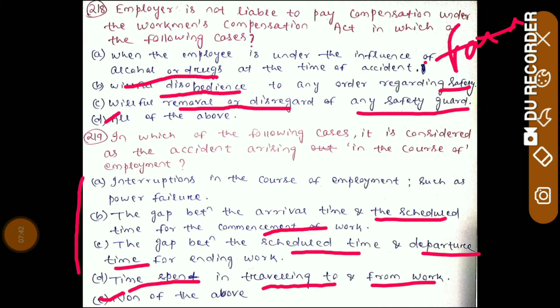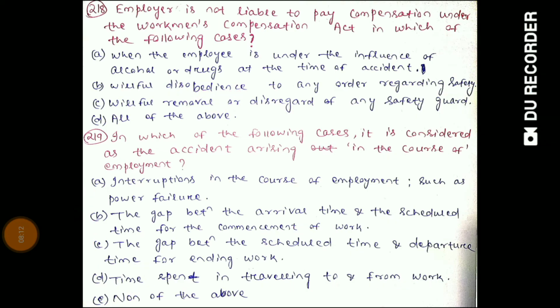That is an accident arising in the course of employment. But in all of the following conditions, if the employee is not working on the order of the employer or his agent, and an accident occurs, then it is not considered an accident arising in the course of employment. So here it is not given that the employee is following the orders of the employer or his agent, hence the answer is option E, none of the above.